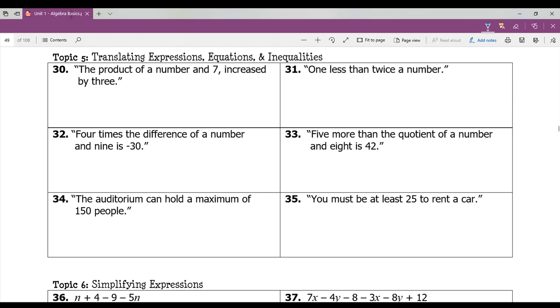So I'm just going to read each statement and then we'll see what we have to do. The product of a number and 7 increased by 3. So product means multiplication. So a number I don't know, we're going to use n. You could use any other variable, but we'll just use n because we're talking about a number. So the product of a number and 7 is going to be 7n. And then increased by 3 means we add 3. Notice I'm not going to use an equal sign because I did not see the word is. So this is really just an expression.